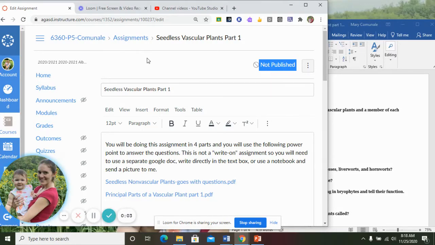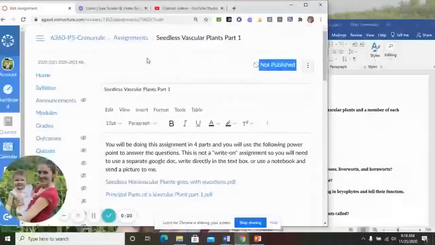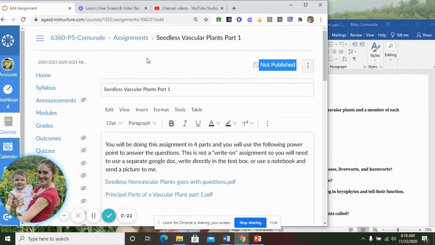Hi guys, so today we're going to be starting our final section with these seedless plants, talking about non-vascular plants. And then we'll be wrapping up our bryophyte and moss study. It's going to take us about 4 days, maybe 5 days to finish this off. And you're going to be doing it in little chunks.